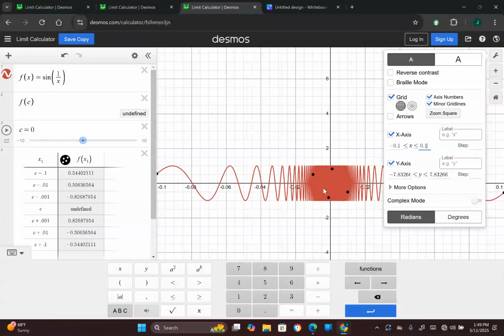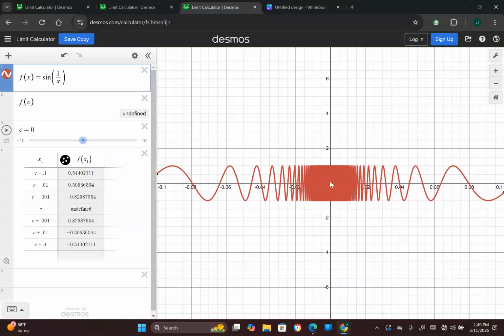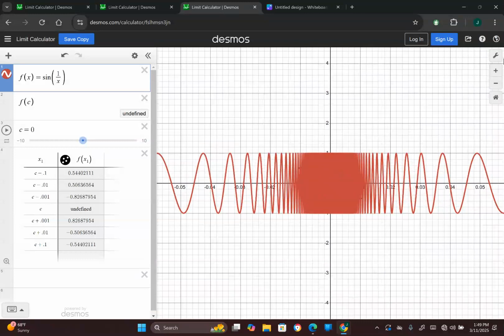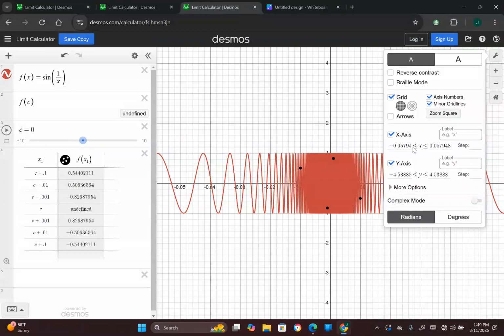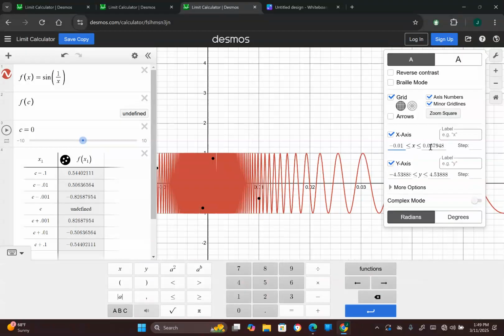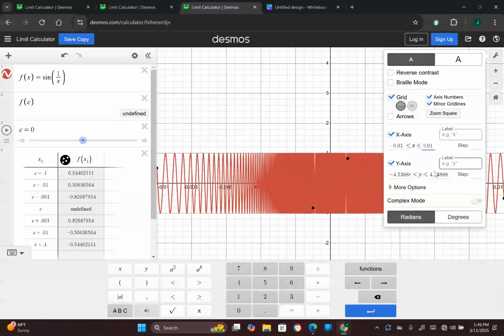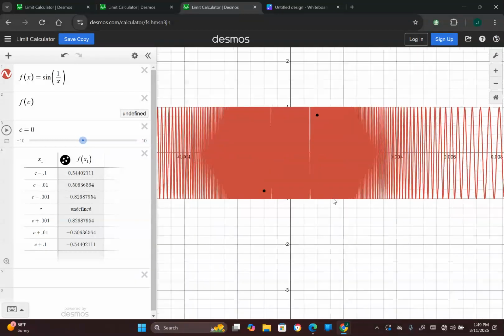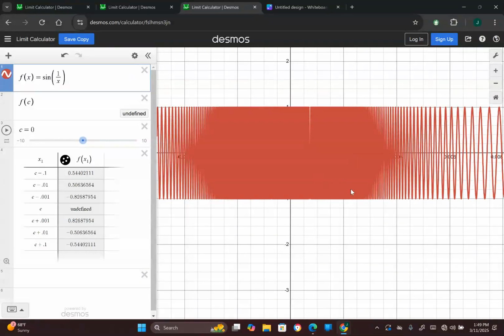Now, what I've done is I've zoomed in on this spot, and you'll notice it just keeps going up and down and up and down and up and down. Let's do it again. Let's make these numbers even closer to 0. Look at this. It just keeps going up and down. And I think I could keep going with this, and you guys would notice there is no way to figure out what's going on here. It just keeps going up and down in tighter and tighter cycles.